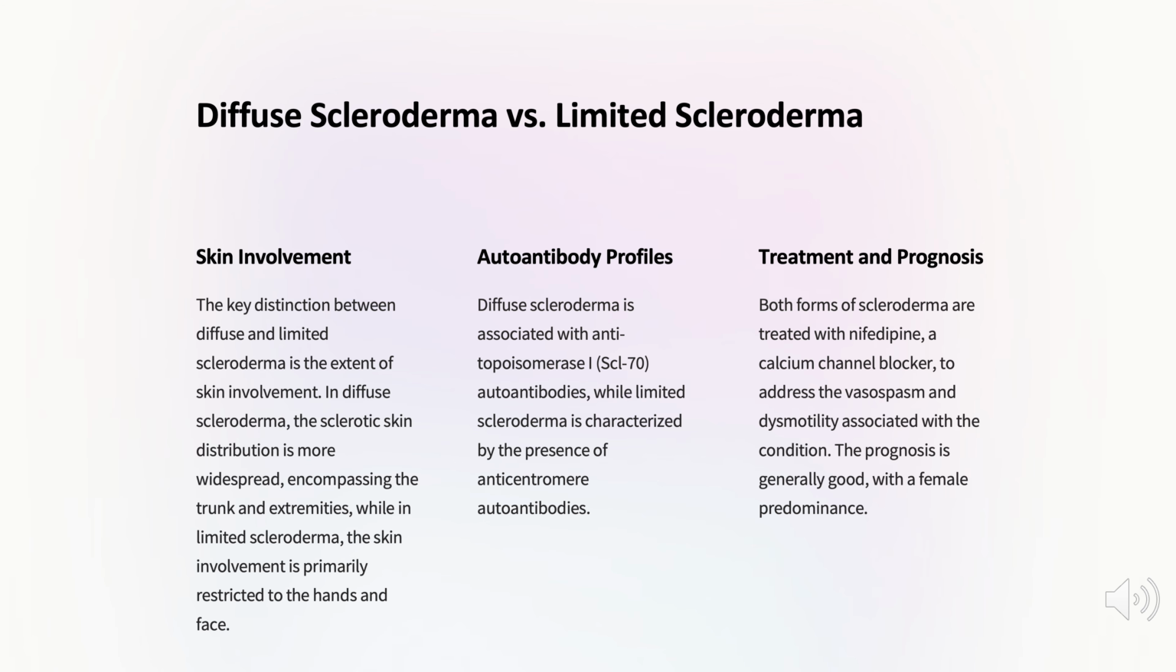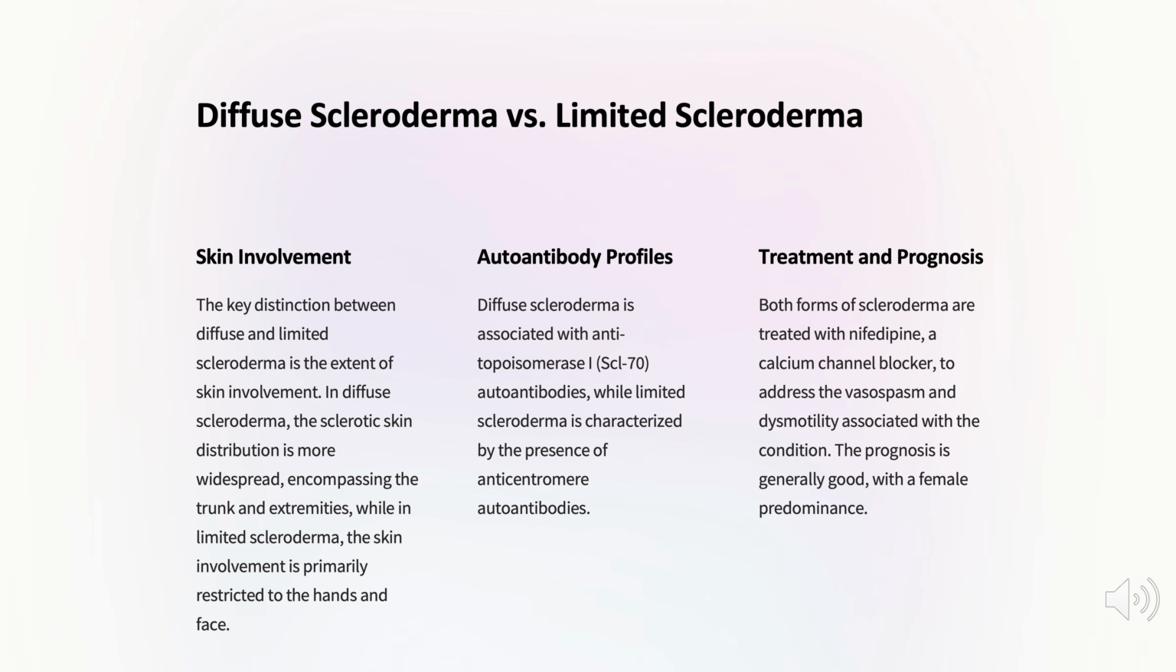Skin involvement is a key factor in distinguishing between diffuse and limited scleroderma. In diffuse scleroderma, the sclerotic skin distribution is extensive, affecting the trunk and extremities, while in limited scleroderma, the skin involvement is predominantly localized to the hands and face. The autoantibody profile further aids in differentiation, with diffuse scleroderma often associated with anti-topoisomerase I (SCL70) autoantibodies, while limited scleroderma tends to exhibit anti-centromere autoantibodies.